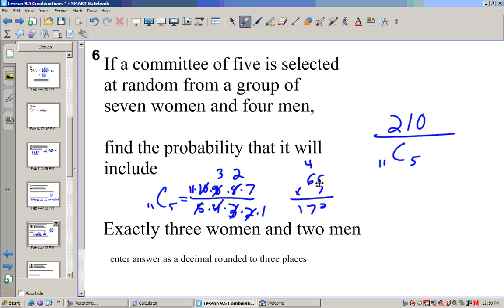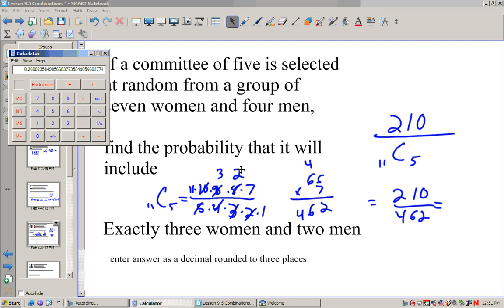There's something I did wrong here, because this is 66 times 7. Alright, try it again. 42, and then carry the 4. It's 42 again, plus 4 is 46. Pretty ridiculous. Alright, 210 over 462.